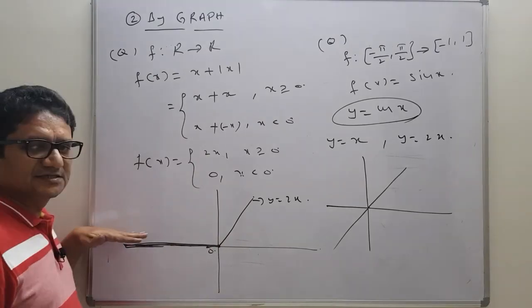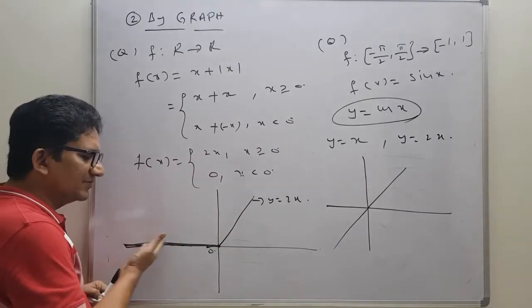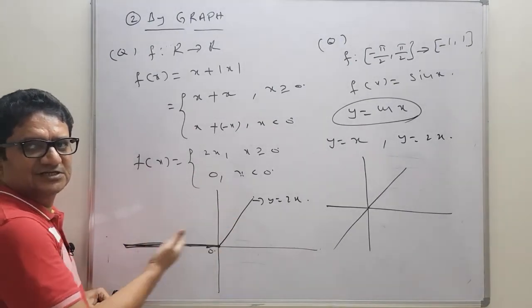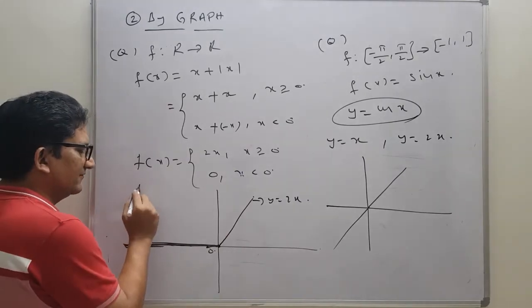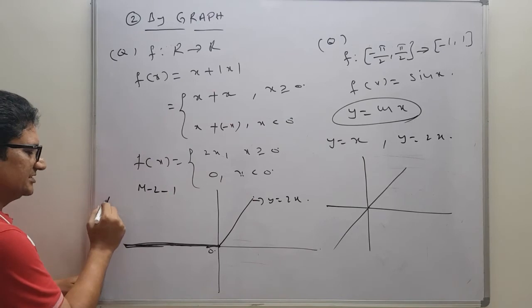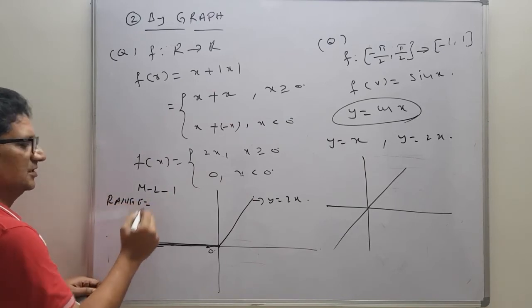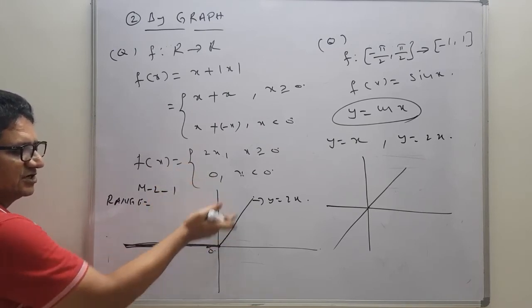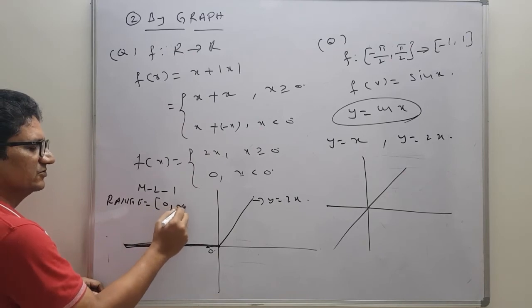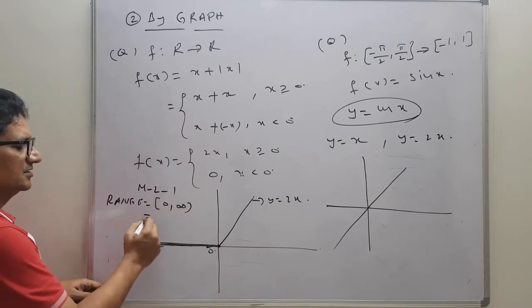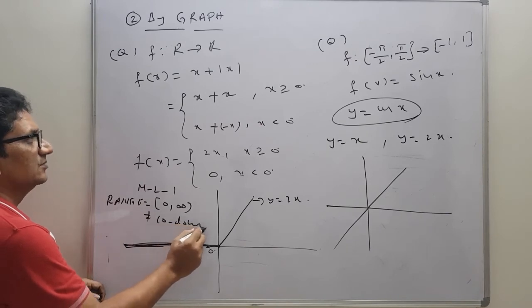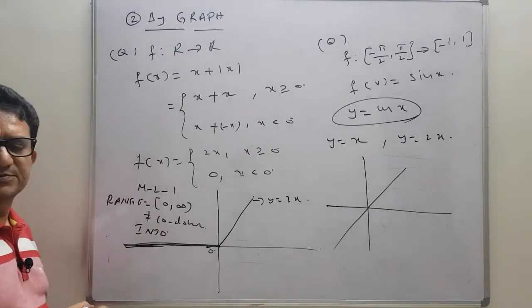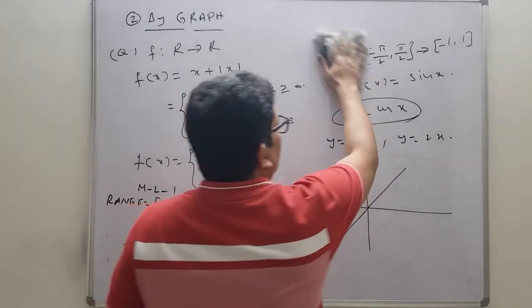It is very clear that it is many one because this line is covering so many points. That's why clearly the function is many to one. Next we will check the range of the function. So the range of the function is here on the y axis. If you observe, the minimum value is 0 and maximum value is infinity. That means it is going from 0 to infinity. It is not equal to codomain because codomain is given as R. So that means the function is into. So it is many to one and into.